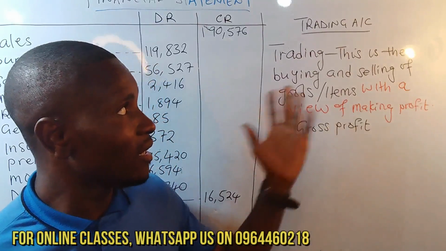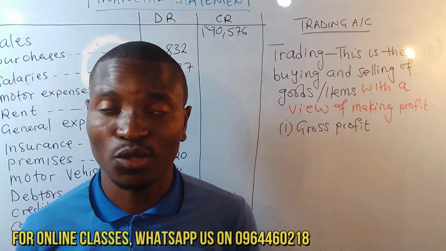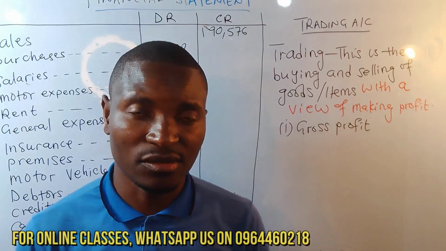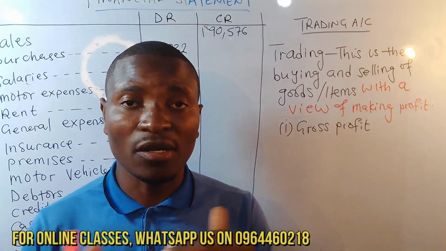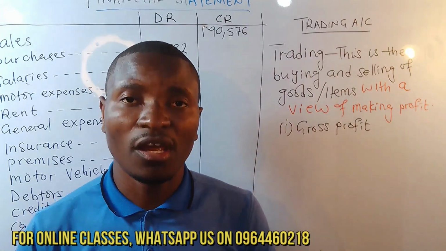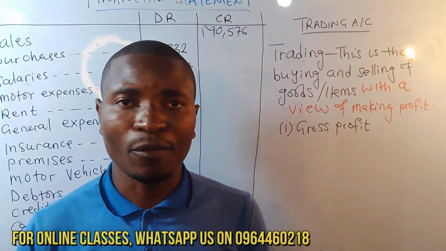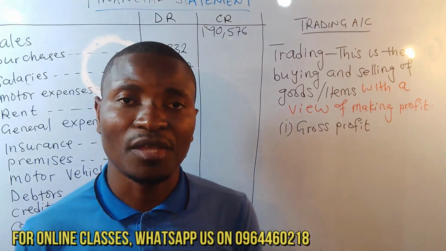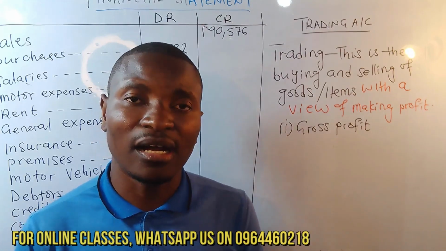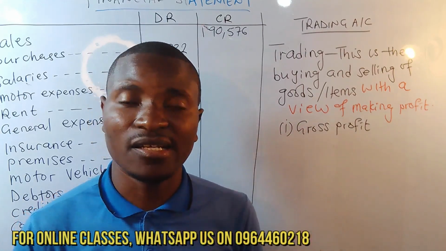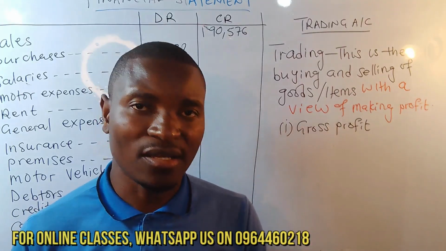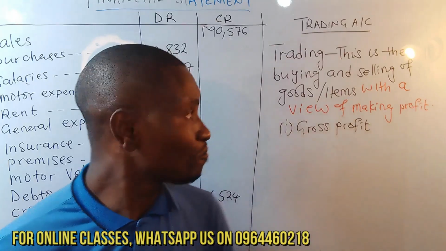Now let's start with the trading account. You have to know how to draw this trading account. This is the most basic that I'm trying to help you understand. Of course, you'll find that there are other questions that contain some items that are adjustments to the given items from the trial balance. So we'll also look at those or other such kinds of questions.